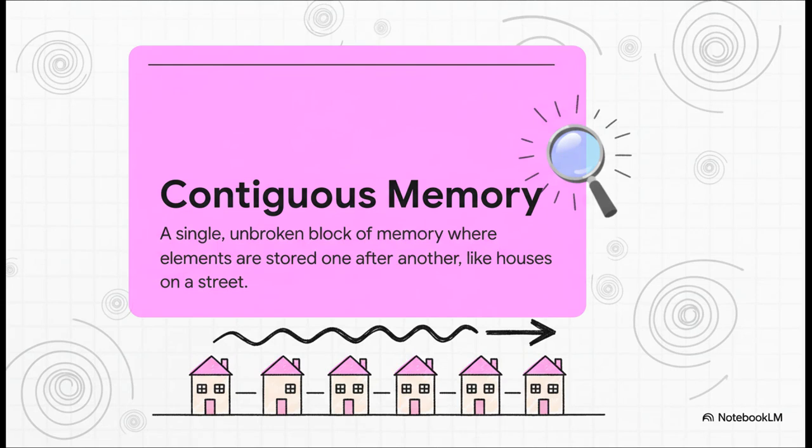The secret sauce for a fixed array is this thing called contiguous memory. All that means is that every single element is stored right next to its neighbor. There are no gaps, it's one long, unbroken line, like houses on a street, all perfectly in a row. And that perfect organization, well, that's what lets a computer find any item almost instantly.